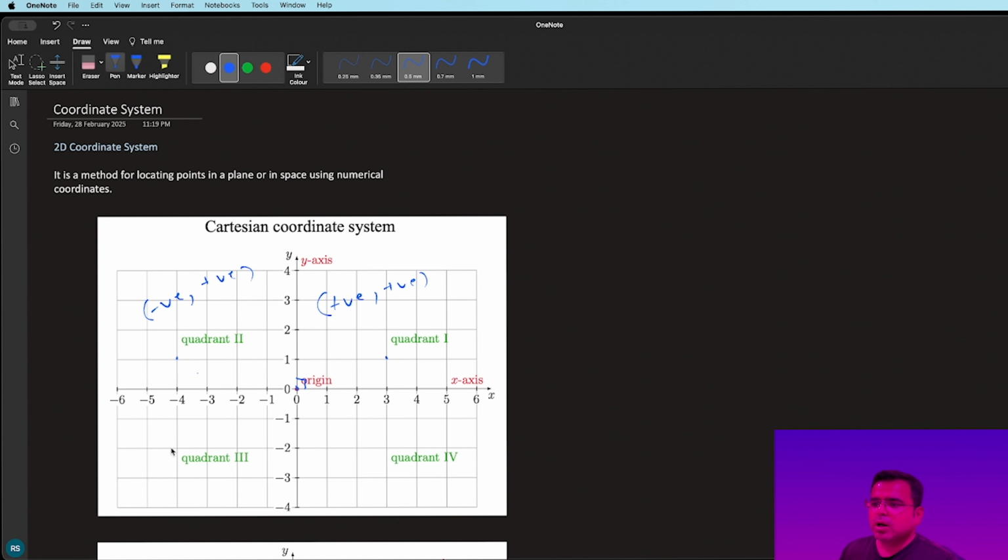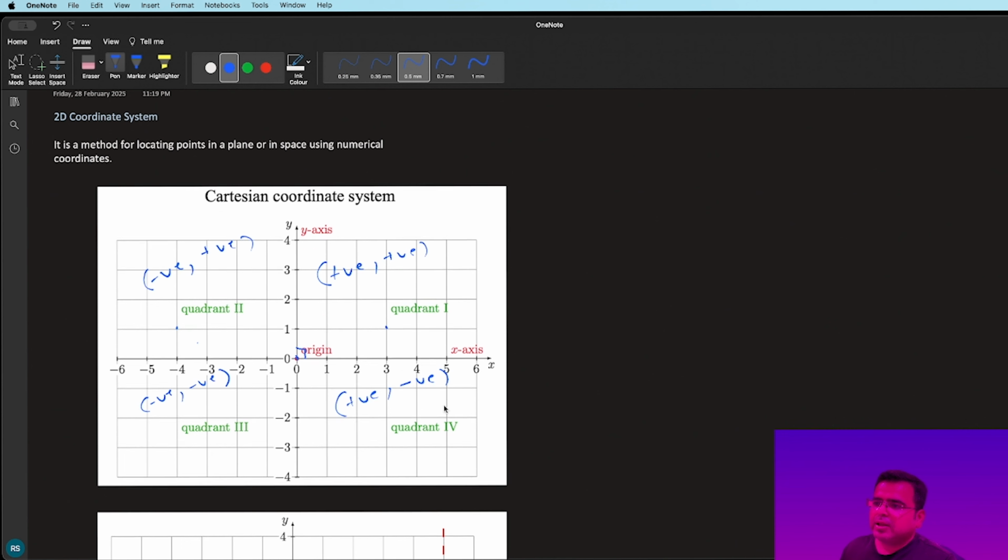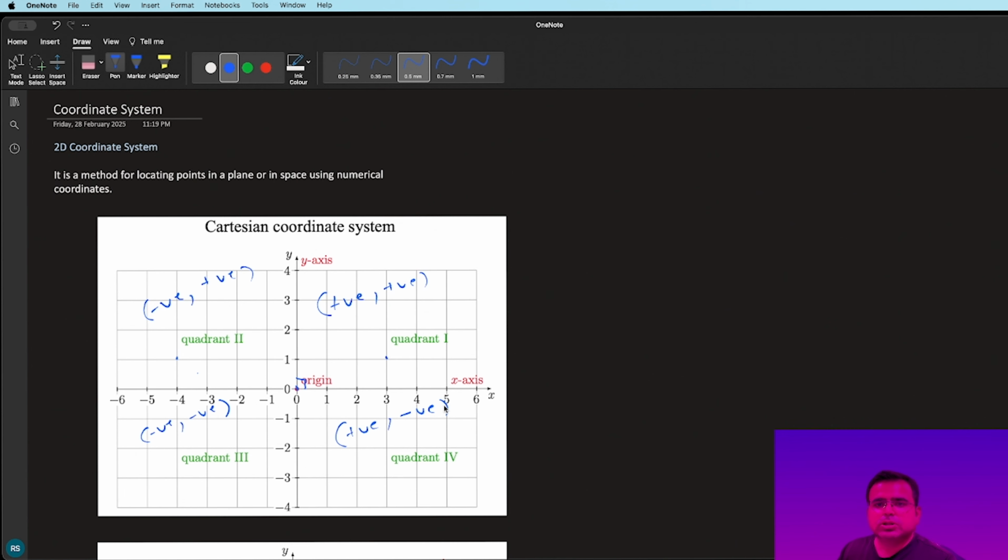And if you go to the third quadrant, then both the x and y axes are negative, so the x and y components will be negative. Coming to the fourth quadrant, if you plot a point in this quadrant, the x-axis is positive and the y-axis is negative, so the x component will be positive and the y component will be negative. So I think you might have understood how this coordinate system works and how we plot a point in this 2D coordinate system.